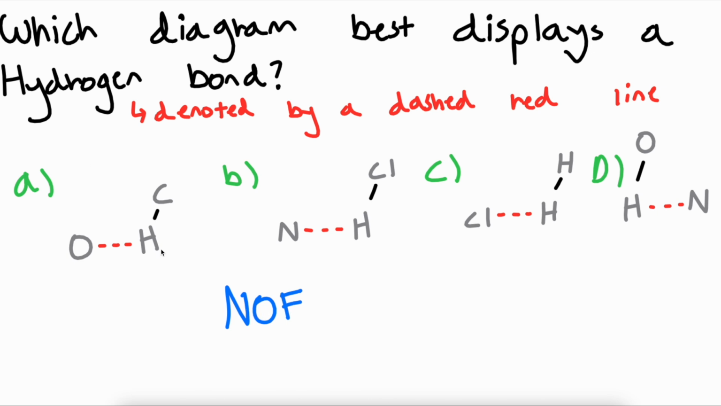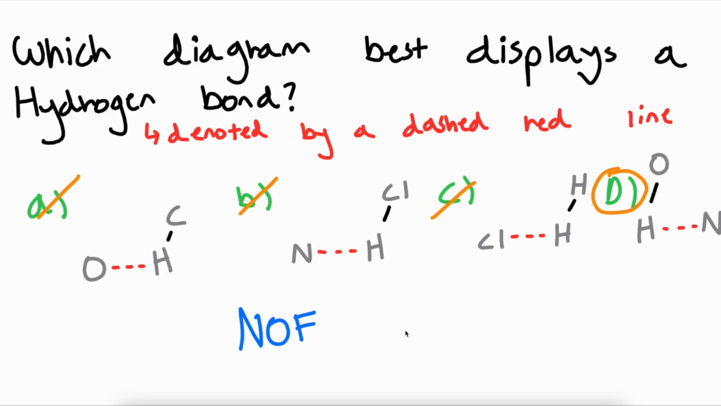Keeping this in mind, we know that A is incorrect because the hydrogen is bonded to a carbon. B is incorrect because the hydrogen is bonded to a chlorine. And C is incorrect because the hydrogen is both bonded to a hydrogen and forming a hydrogen bond with a chlorine. D is correct because the hydrogen is bonded to an oxygen and is forming a hydrogen bond with nitrogen. Again, to ensure that you always get these questions correct, remember NOF, NOF.